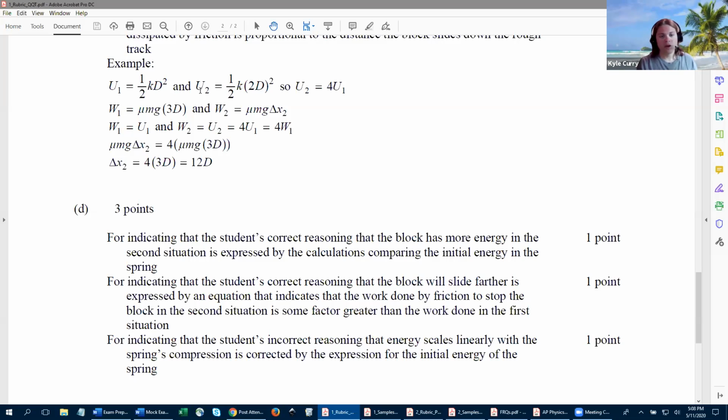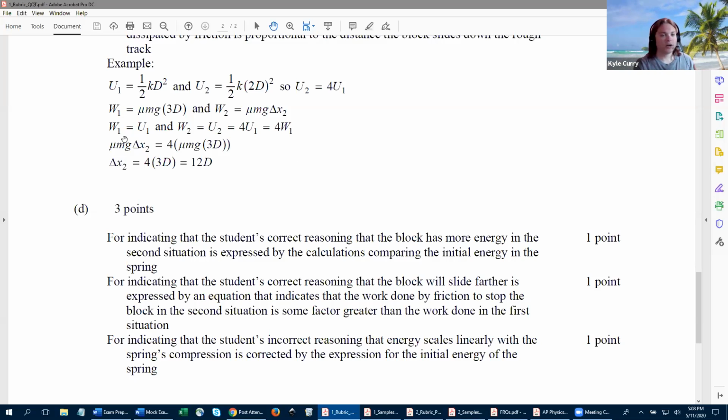Look at this second point. For indicating that the student's correct reasoning that the block will slide farther is expressed by an equation that indicates that the work done by friction to stop the block in the second situation is some factor greater than the work done in the first situation. Whew, that's a mouthful.